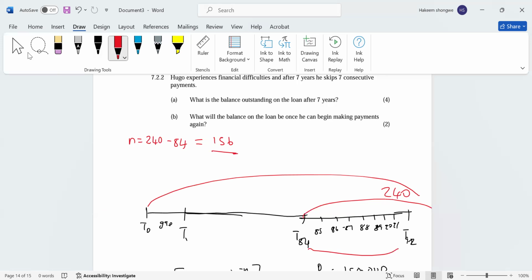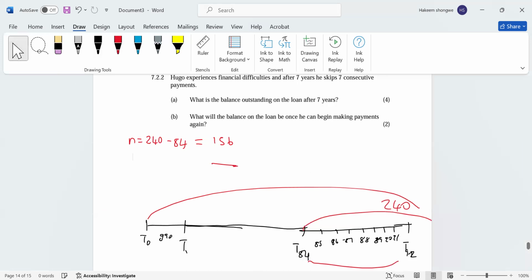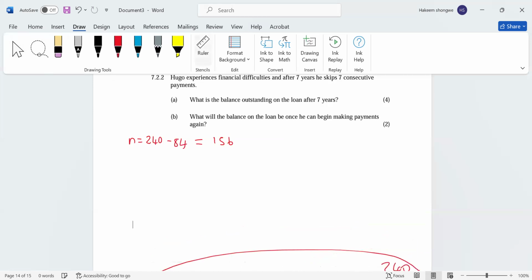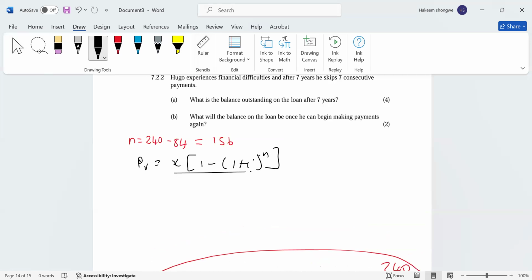So how is this going to look going forward? We are going to use the present value formula. PV is equal to X times 1 minus 1 plus I to the power of minus N, all over I. But remember, we know what X is. X was given to us as 13,689.43.